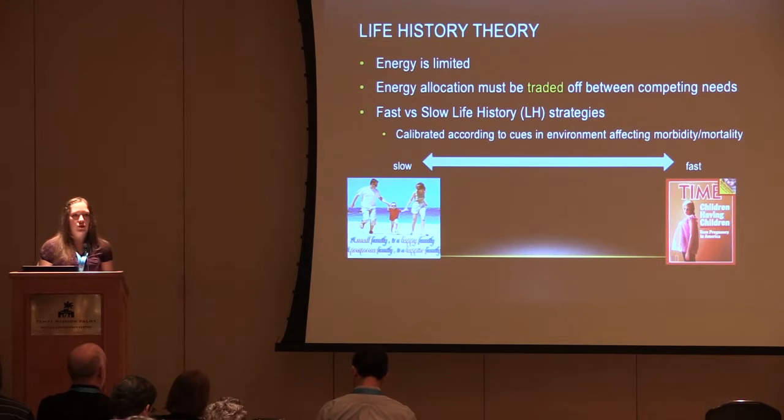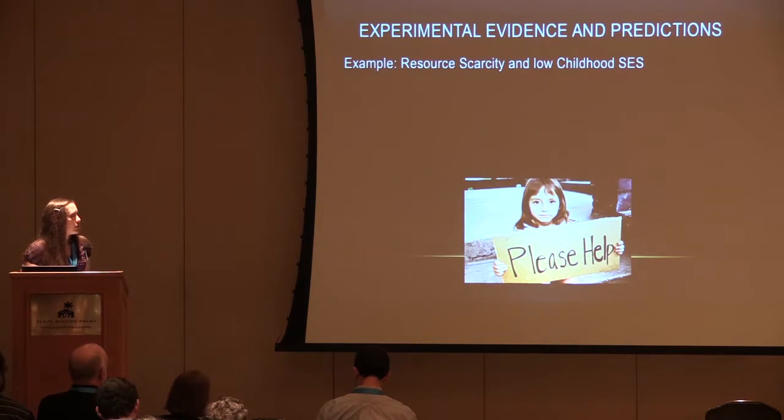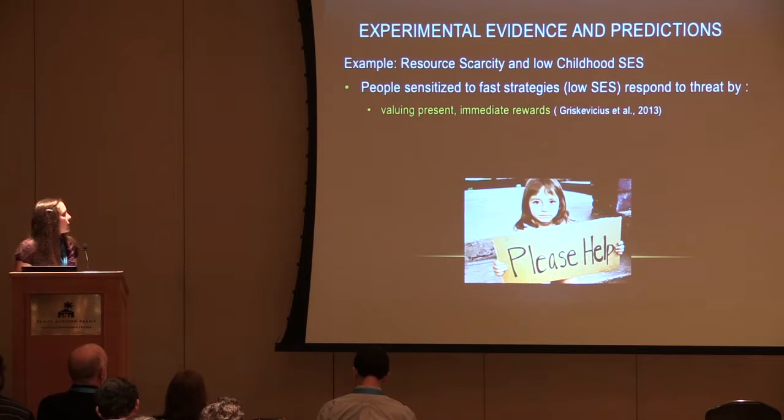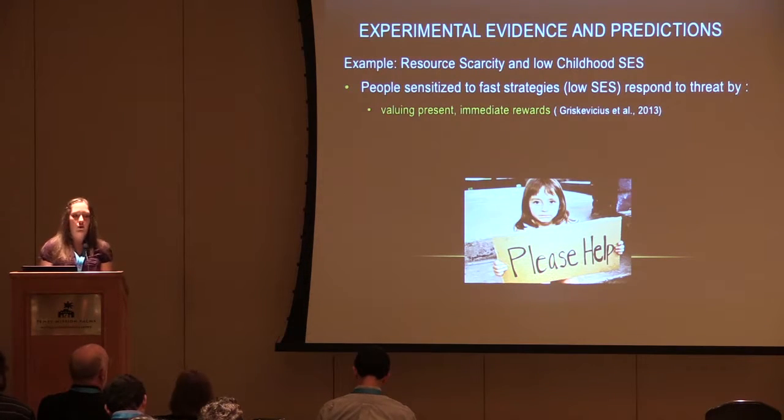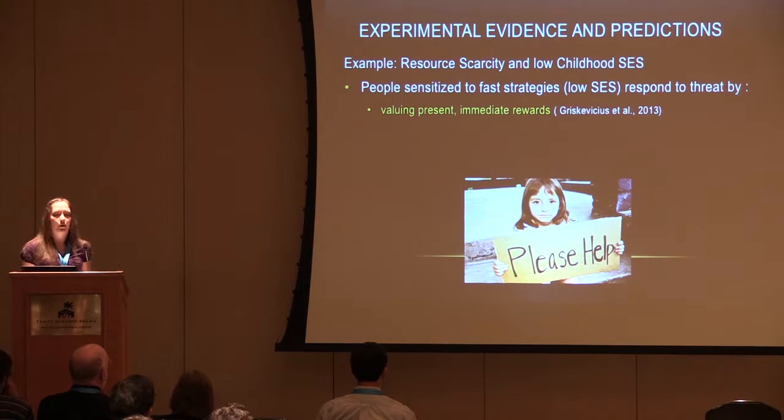And so life history strategies can be seen in the day-to-day decisions that we make, both in normal circumstances and under stress. For example, some research by our colleagues in Minnesota has shown that childhood socioeconomic status affects how people react to resource scarcity in adulthood. So individuals that grow up in lower, more harsh socioeconomic environments tend to react to resource scarcity stress by valuing present immediate rewards and making decisions that are reflective of speeding up mating effort.